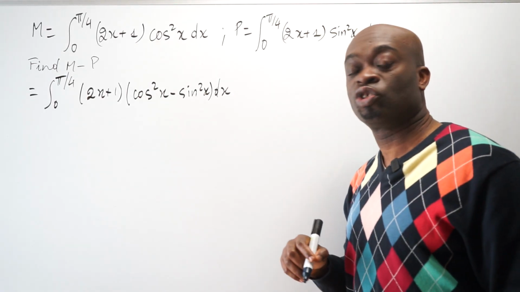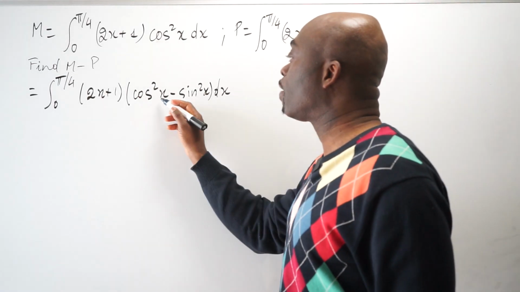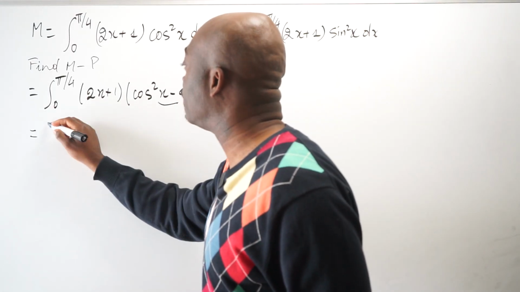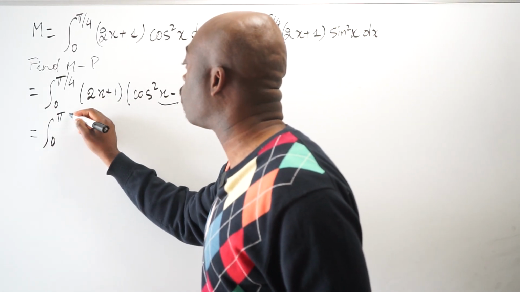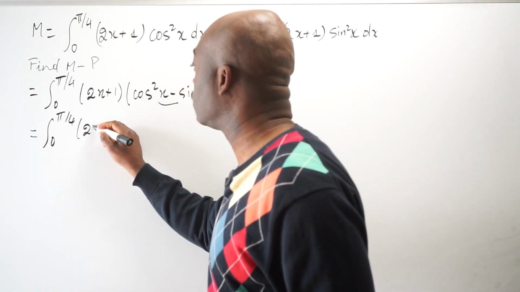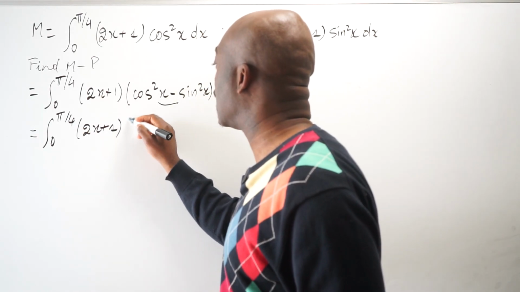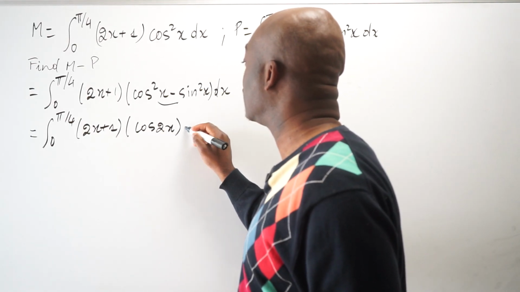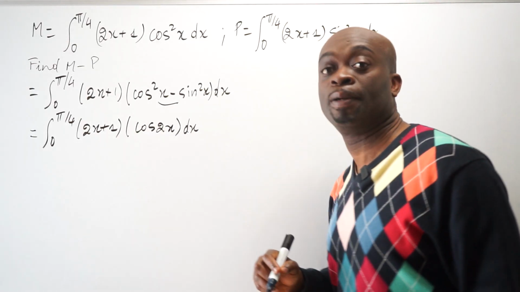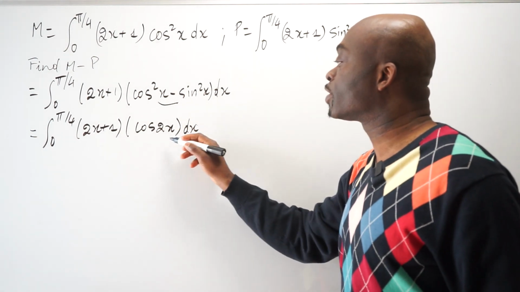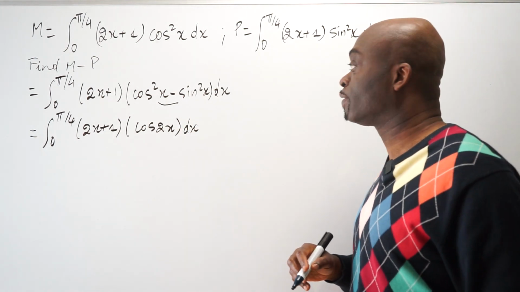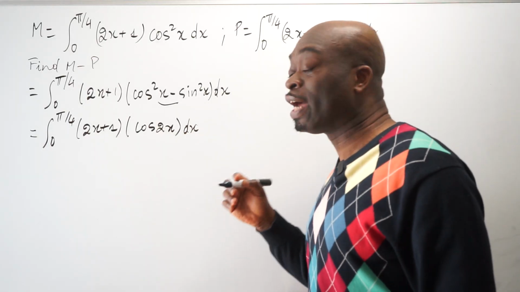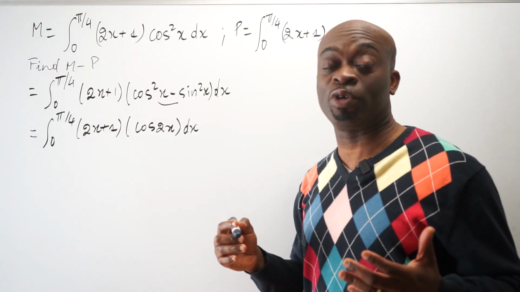All right? So now the next thing to know is how can we simplify this one here? To simplify that, we have the integral from 0 to pi over 4 of 2x plus 1 times, and this one is going to give us 2 cosine 2x dx in this case. This is just the same thing as cosine 2x. All right? So now let's go and work this out.